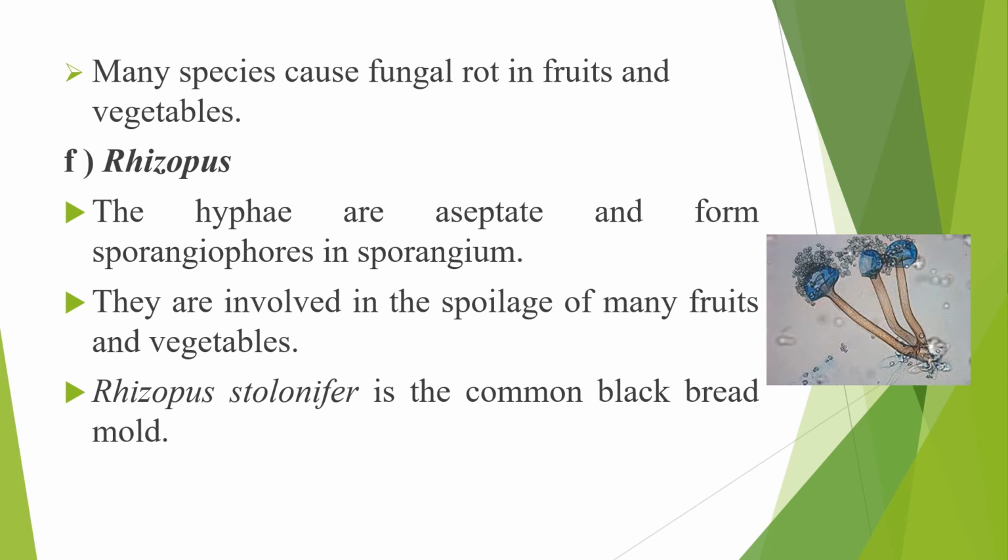Next one is the Rhizopus. Its hyphae are aseptate and also form sporangiophores in sporangium. They are also involved in the spoilage of many fruits and vegetables. And Rhizopus stolonifer is the common black bread mold.